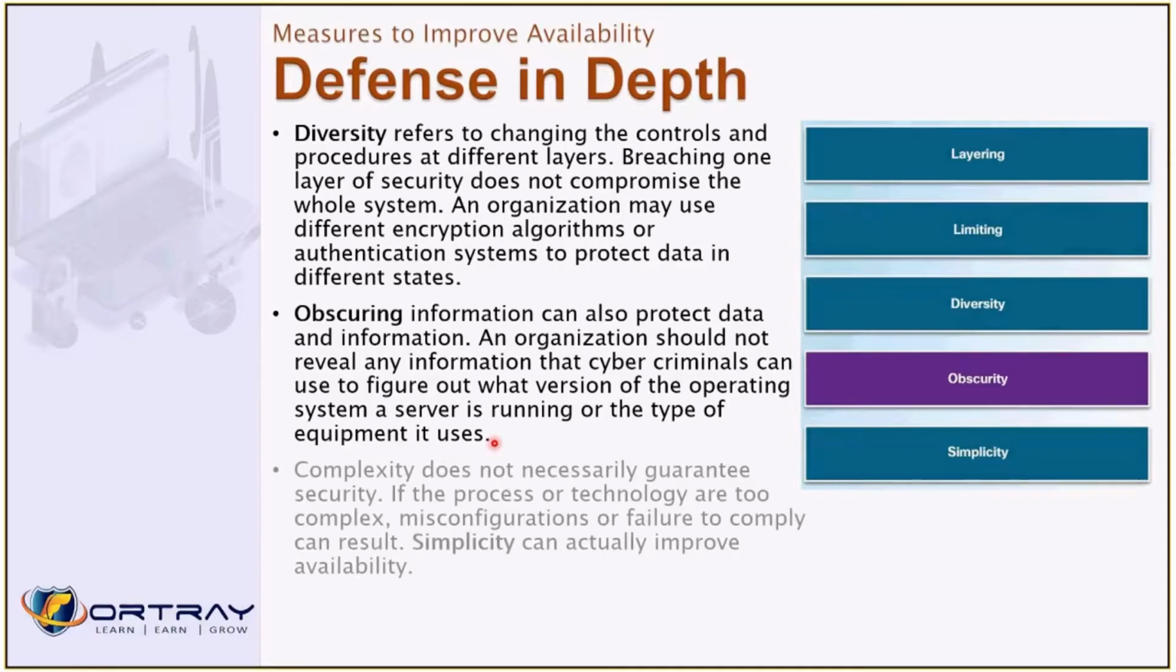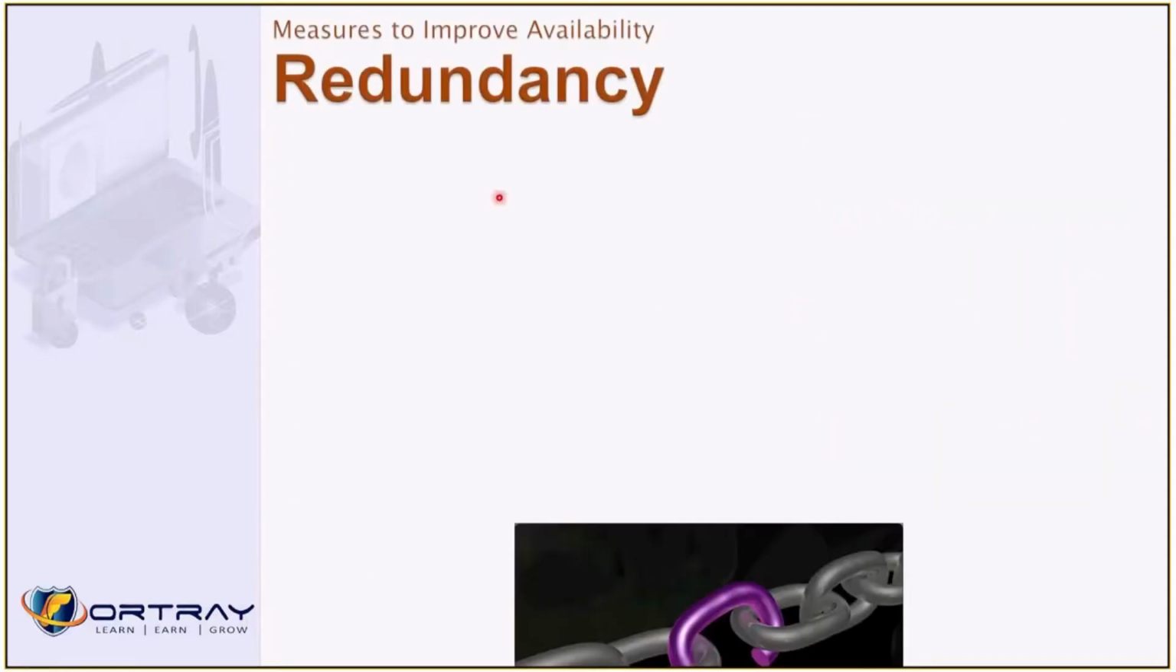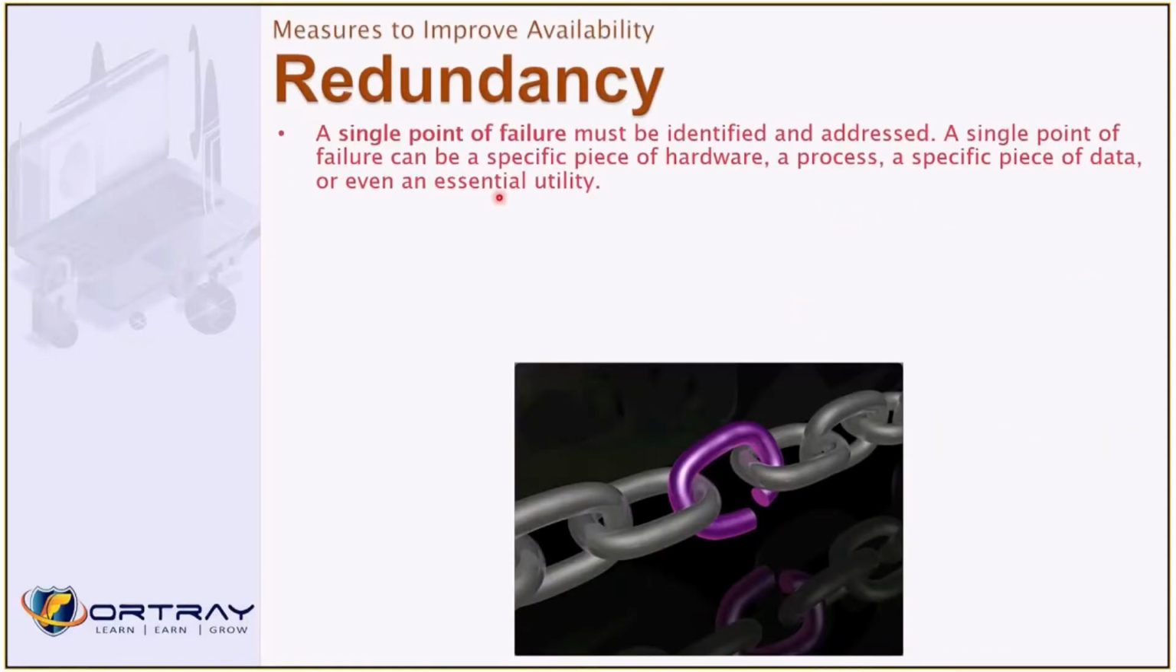Complexity does not necessarily guarantee security. If the processes or technology are too complex, misconfiguration or failure of the system can result. Simplicity can actually improve availability. So basically, this is redundancy. Single points of failure must be identified and addressed. A single point of failure.